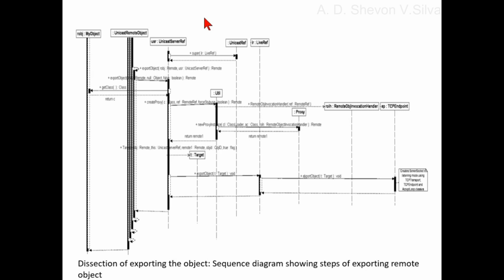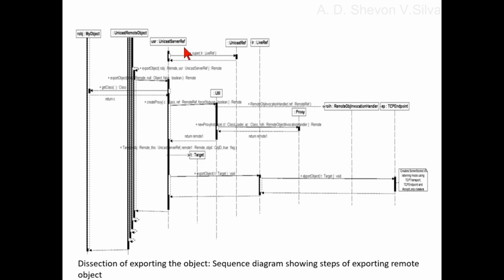This reference is of type remote ref interface. On the client side, the UnicastRef class is an implementation of remote ref, whereas on the server side it's the UnicastServerRef. Every remote reference contains a server hostname and a port number that allows the client to locate the virtual machine (VM) that is serving a particular remote object.